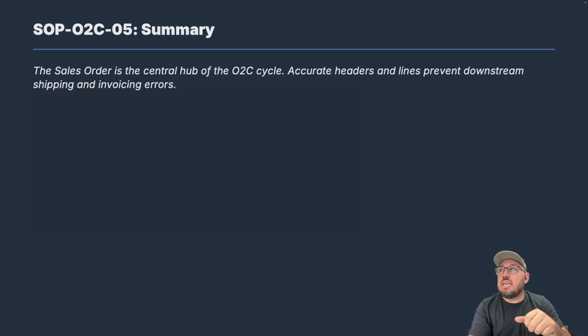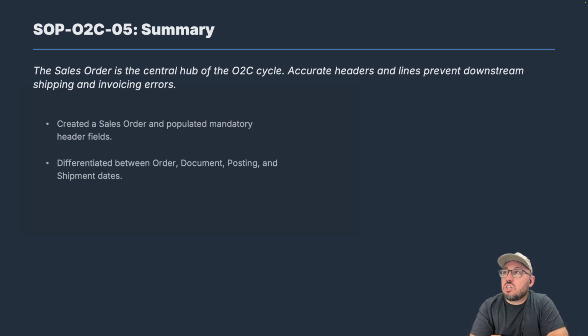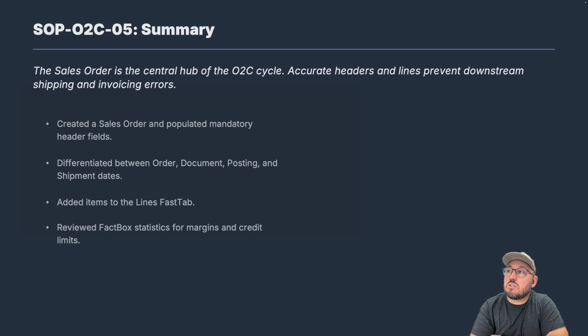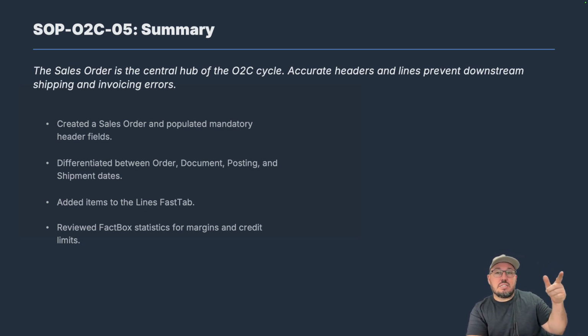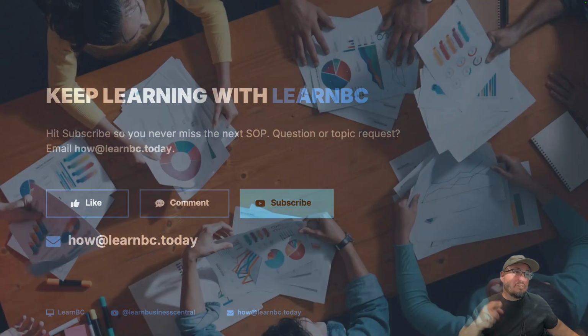So that's pretty cool. So what did we cover here? Created the sales order and populated the mandatory header fields, differentiated between the order, document posting, and shipment dates. And we added items in the lines, and from here we reviewed the fact box statistics, margins, and credit limits, and I also took you into the document statistics there. So our next step is we're going to take a sales order, we're going to talk about the actions and the dimensions aspect, so you get a few more bits and pieces here that will go a lot deeper for you. So follow us. I'll see you in the next video.